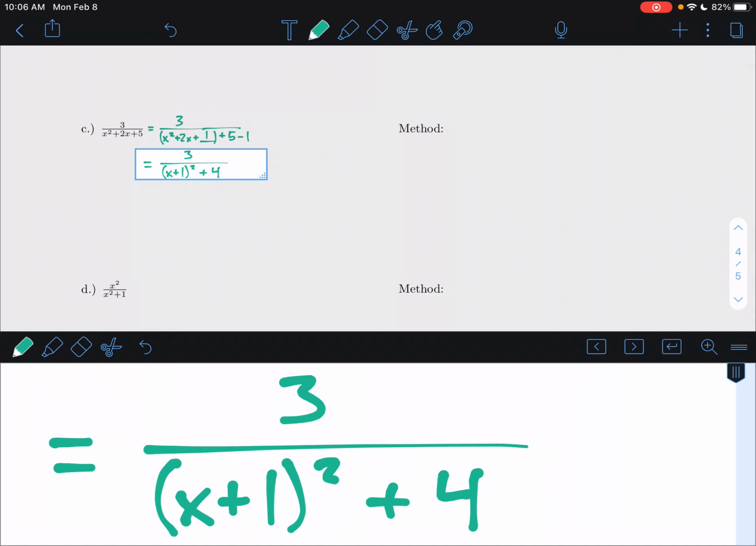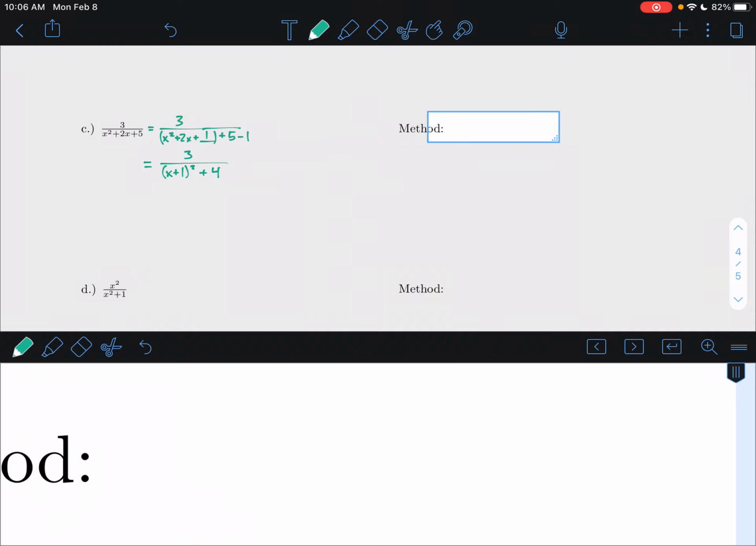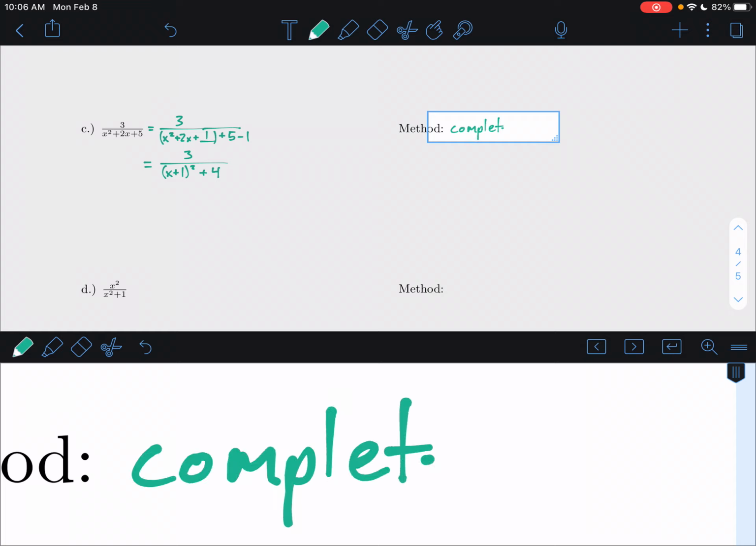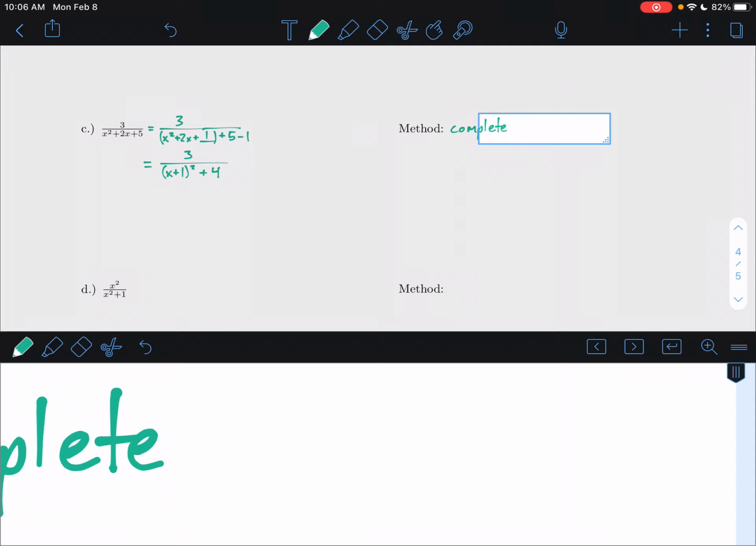And we can see that this is actually going to be the arctangent, because I can do the square root of x plus 1 squared. I can do the square root of 4. Use the arctangent property there. So our method for this one is complete the square. I don't think there are going to be any of those on your assignment for tonight, but good luck.